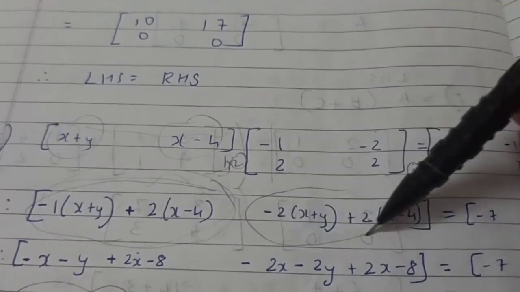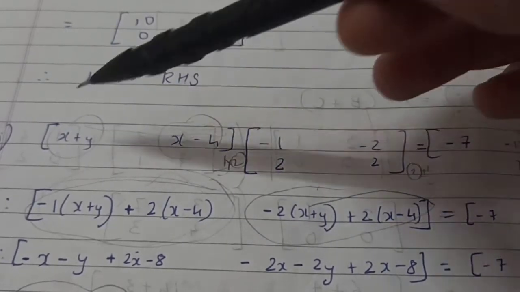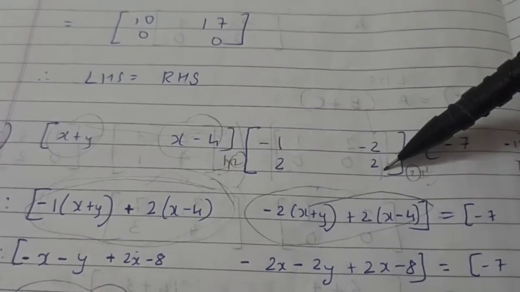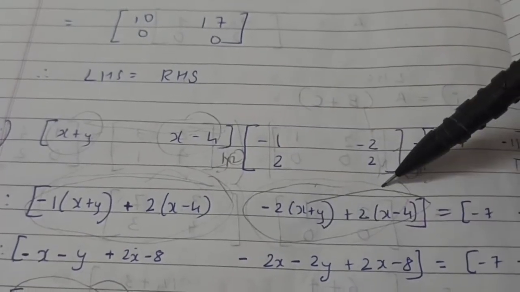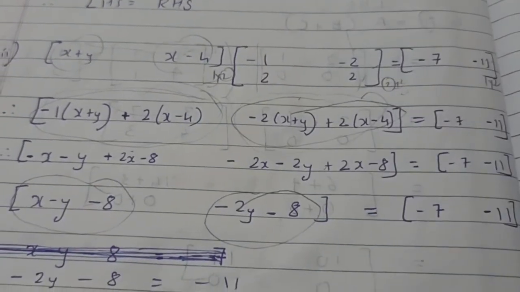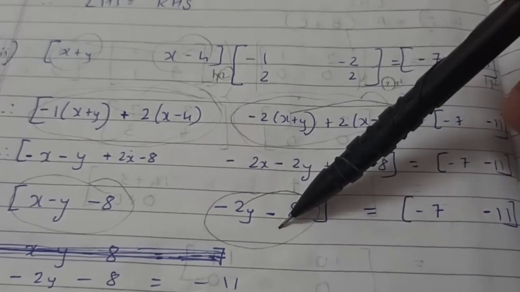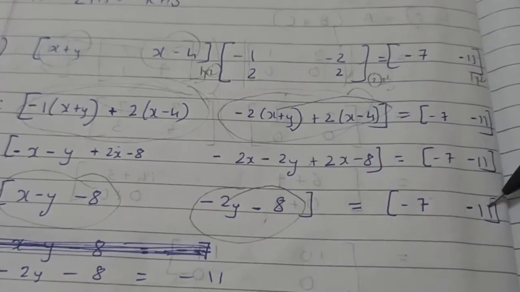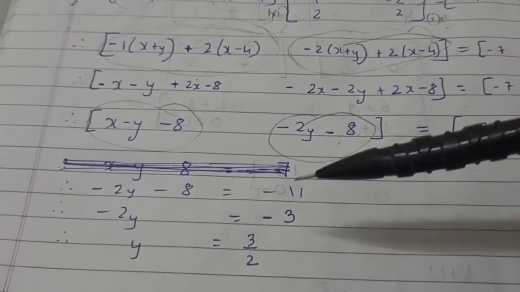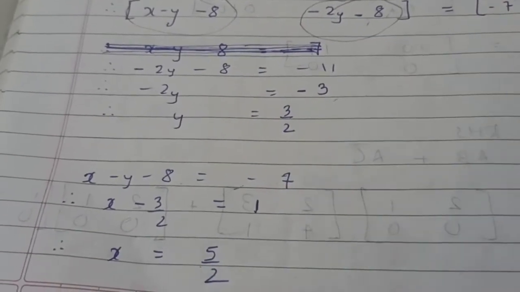Next, what's the second element? First row into second column. That is x plus y into minus 2 plus x minus 4 into 2. That's entirely the second element. Solve them further. So you reach this step. So this first element is equal to this first element, and this second element is equal to this second element, because they are equal matrices. So we get 2 equations, get the value of y and substitute that and get the value of x as well.